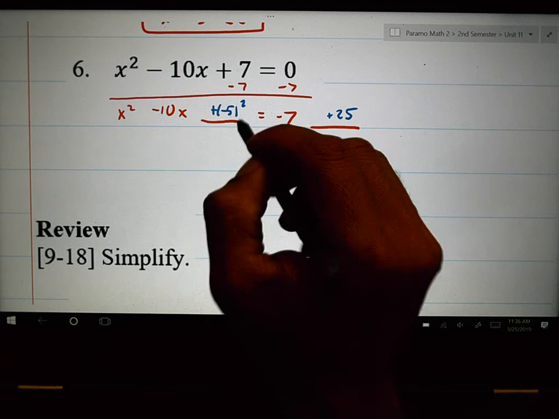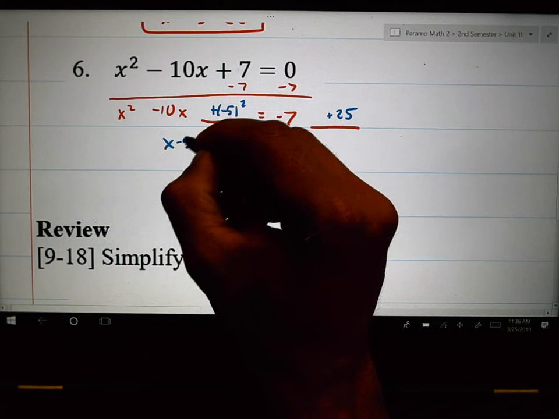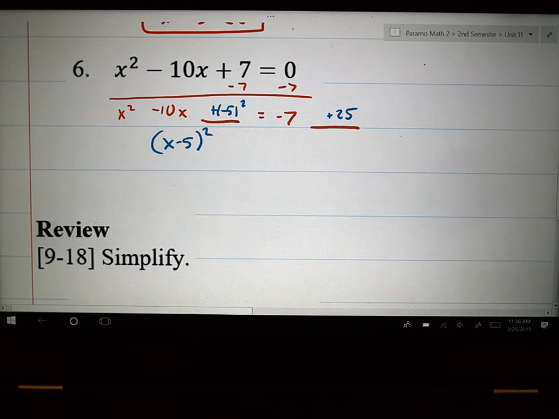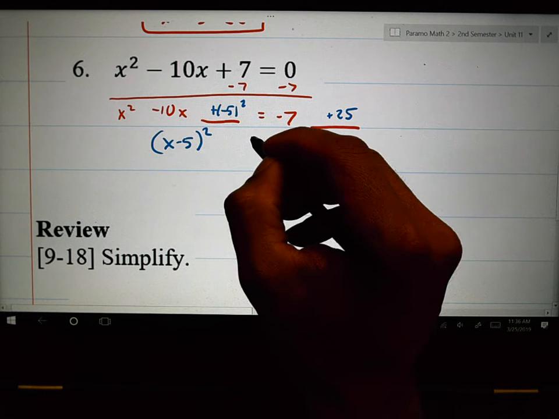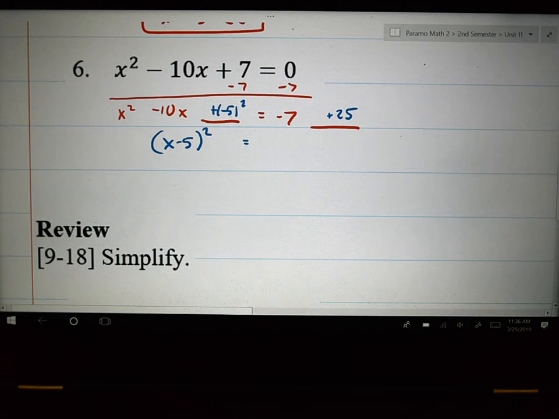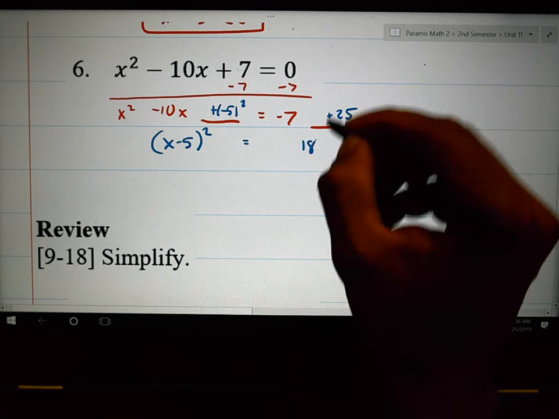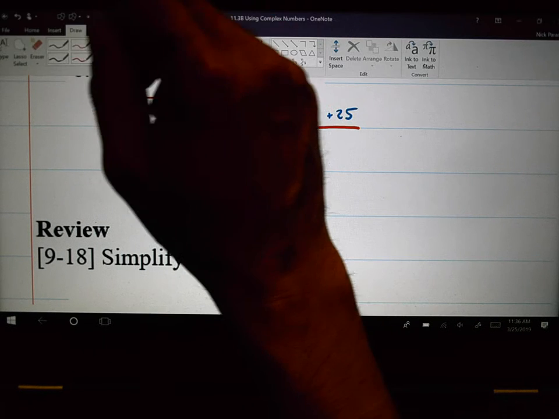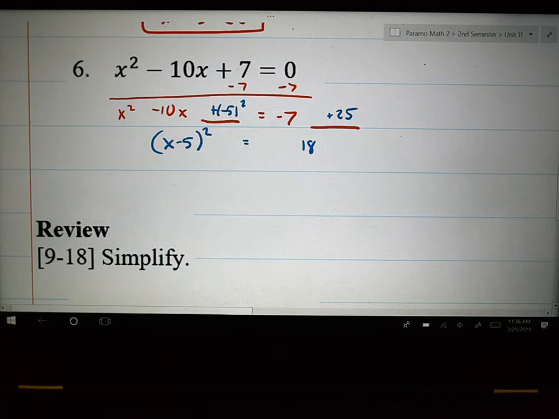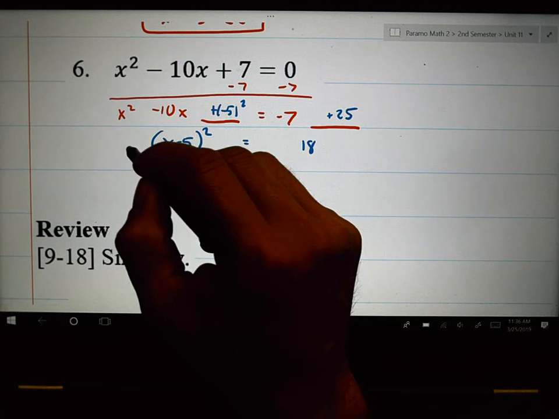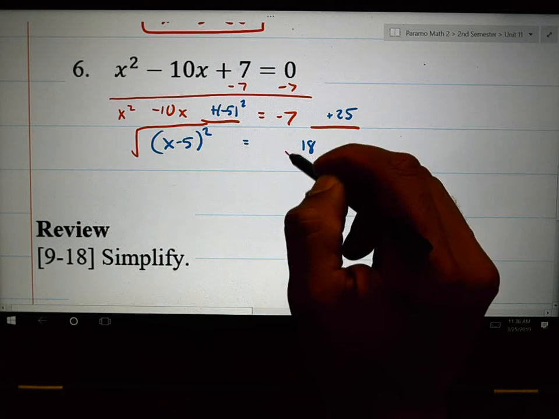Which means this side is going to factor perfectly. The other side we're going to have to work out. 25 minus 7 is 18. Square root, square root. Don't forget the plus or minus sign.